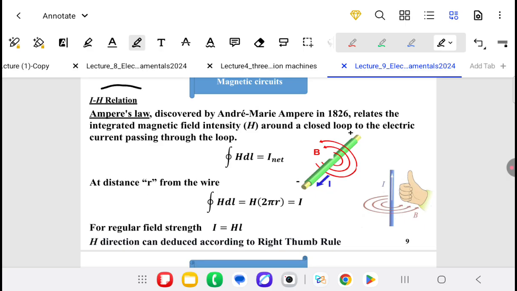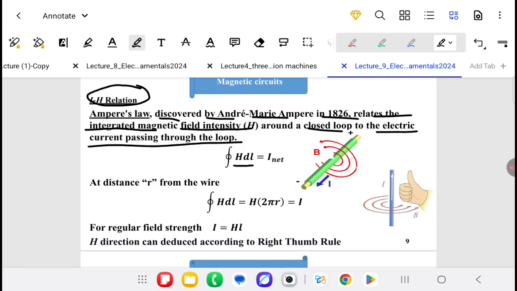Now we will see the I-H relationship, which uses Ampere's law, discovered by Andre Ampere in 1826. It relates the integrated magnetic field intensity H around a closed loop to the electric current passing through the loop. We have the integration of H dl across a closed loop will get the I net through this closed loop.